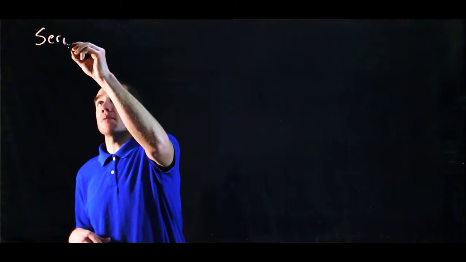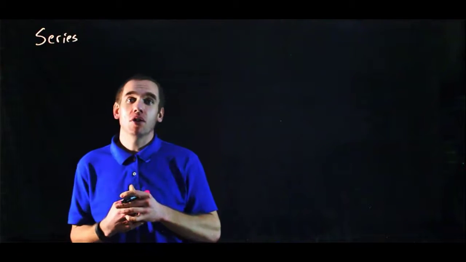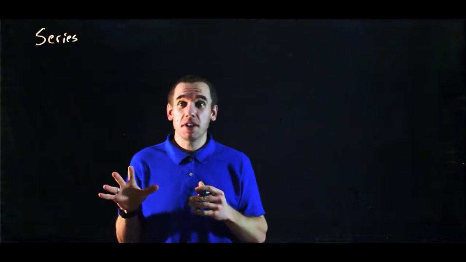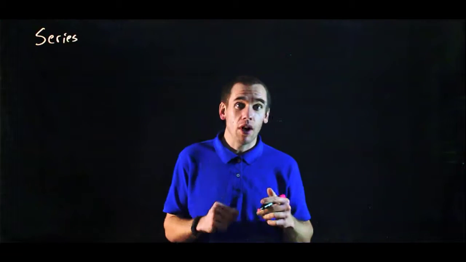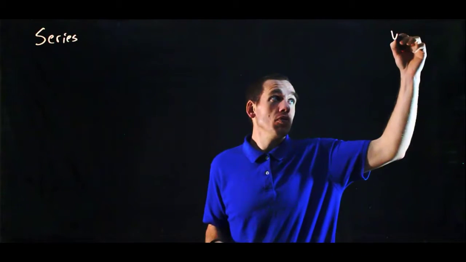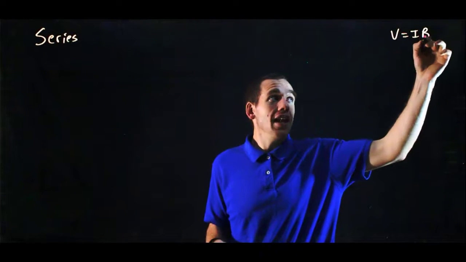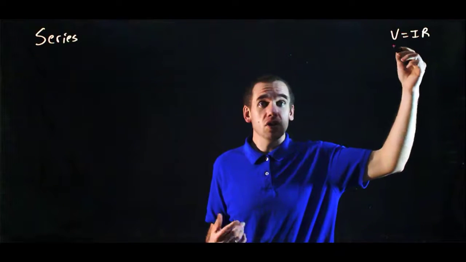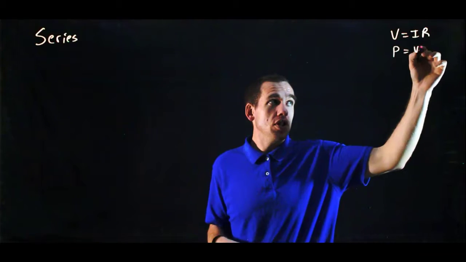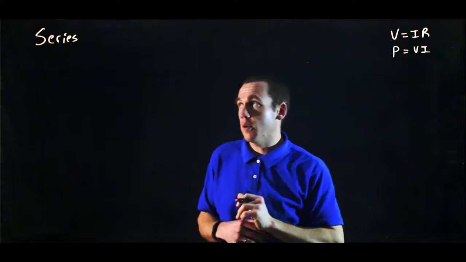In this lesson, we're going to take a look at equivalent resistance in both series and parallel circuits. We first need to understand the difference between series and parallel, and then we're going to look at equivalent resistance. We also need to keep in mind a couple laws that we know. We know Ohm's law, V equals IR, and we know how to calculate power in a circuit: power equals voltage times current. So we're going to use both of those relationships.